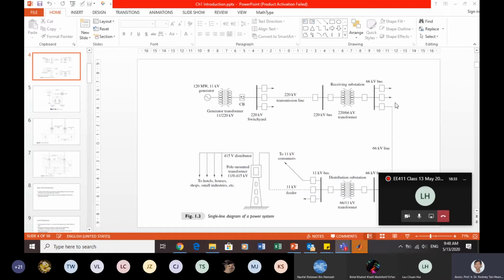So non-unit protection means that, for example, if I have a protection relay here, I protect whatever is downstream, but of course not all the way down. There is a range. There is a zone. For example, the entire transmission line until this one. So that is what we call non-unit protection.